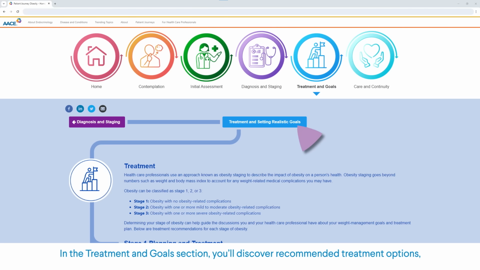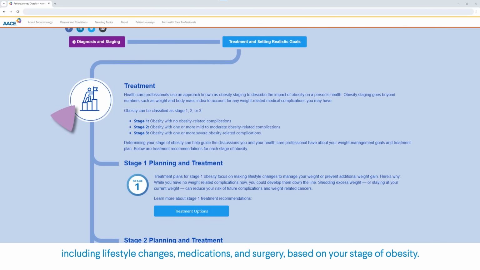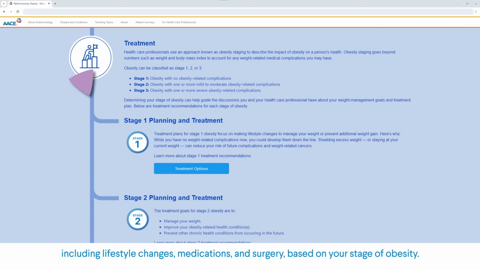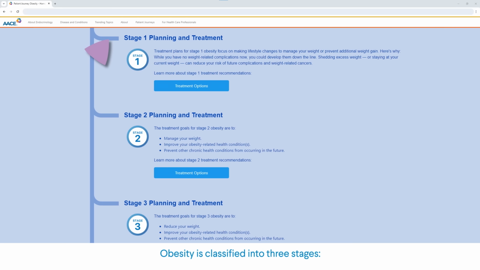In the treatment and goals section, you'll discover recommended treatment options, including lifestyle changes, medications, and surgery based on your stage of obesity. Obesity is classified into 3 stages. Stage 1 is obesity with no related complications. Stage 2 is obesity with 1 or more mild to moderate complications. Treatment options may include medications.